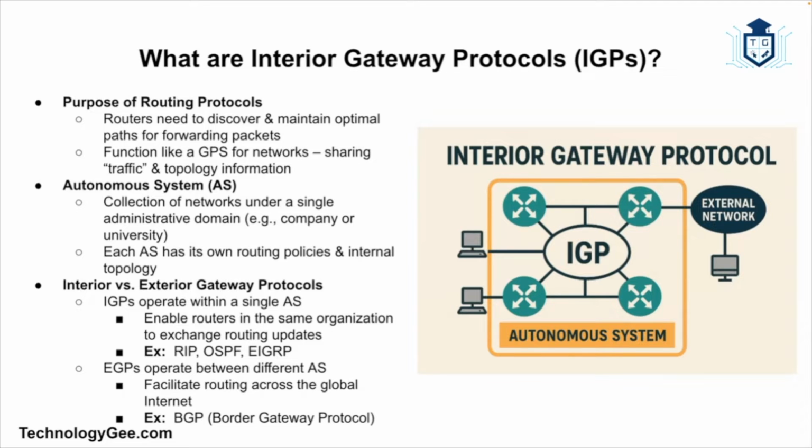The first one is called an interior gateway protocol, and these are used for routing within a single autonomous system. An AS is just a fancy way of saying a network or group of networks under a single administrative domain, like a company or a university. And then you have what is called an exterior gateway protocol, and these are used to route between autonomous systems. The most famous example is the Border Gateway Protocol, which helps route traffic on the internet. So RIP is an IGP. It helps routers within the same organization or network share routing info and build routing tables.